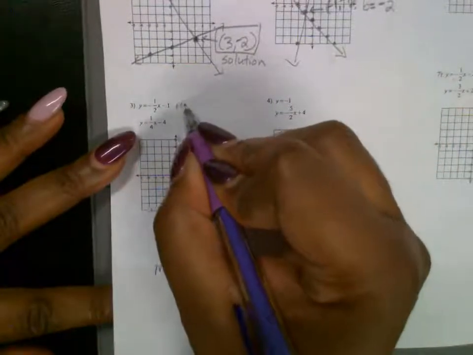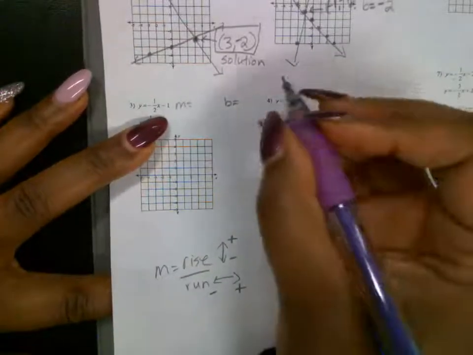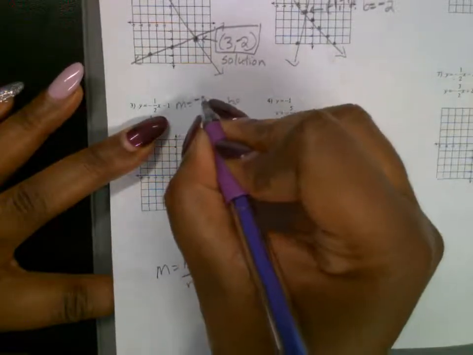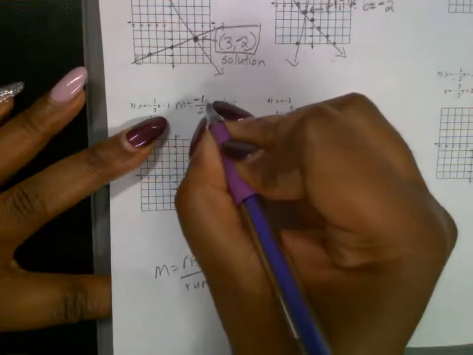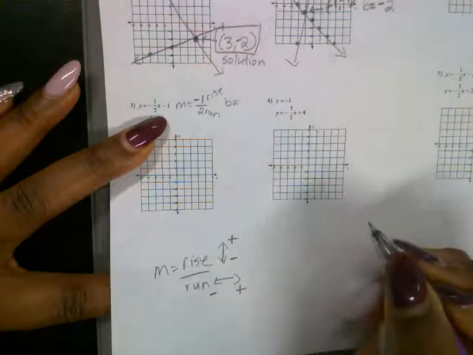Let's look at M. Which one's M and which one's B for the first equation? -1 over 2. Good job. The top number is the rise. Bottom number is the run.